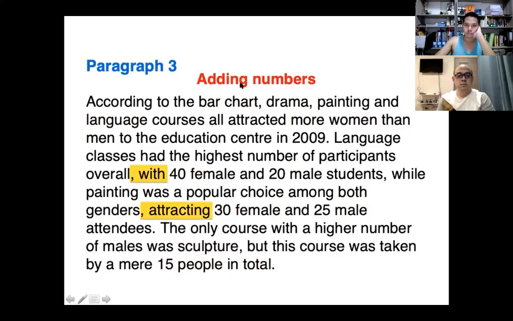Adding numbers. How do you add numbers? You can use with. You can use attracting. You don't really need to write attracting. You can use other verbs with the ing form, okay? Attracting or getting or drawing. Drawing means to get. Or getting, right? Paragraph number 4.